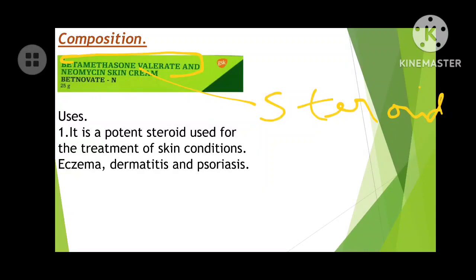The use of this betamethasone is, see, it is a potent steroid used for the treatment of skin conditions. Yes, skin conditions. Which skin conditions can we use this Betnovate-N for? Only for eczema, dermatitis and psoriasis. Eczema patients, dermatitis and psoriasis. Okay, these are the skin conditions, severe skin conditions. There we will use this betamethasone and neomycin skin cream.